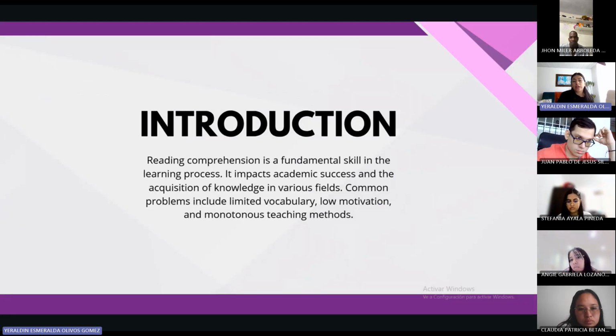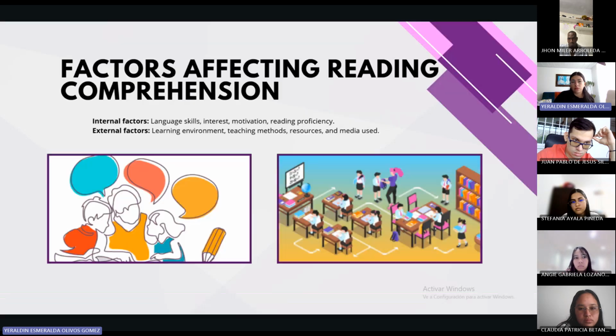Introduction. Reading comprehension is a fundamental skill in the learning process. It impacts academic success and acquisition of knowledge in various fields. Common problems include limited vocabulary, low motivation, and monotonous teaching methods. Factors affecting reading comprehension. Internal factors: language skills, interest, motivation, reading proficiency. External factors: learning environment, teaching methods, resources, and media use.